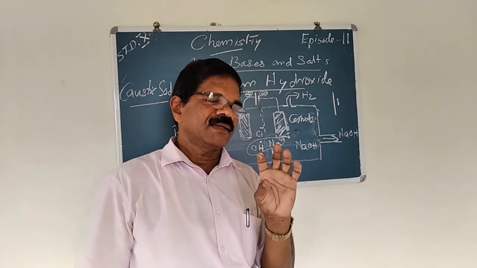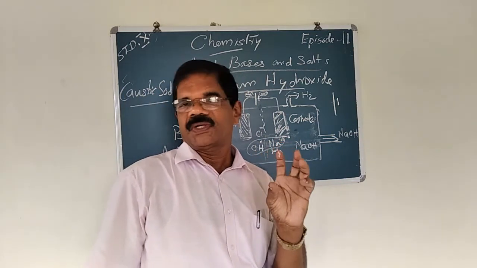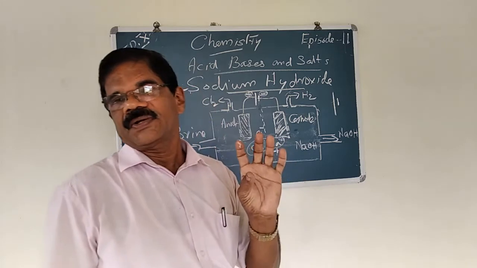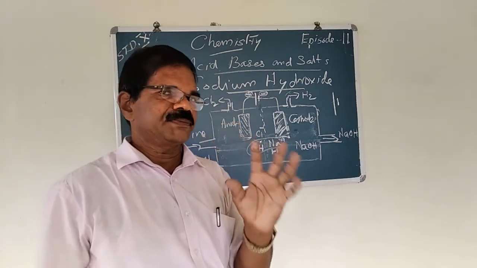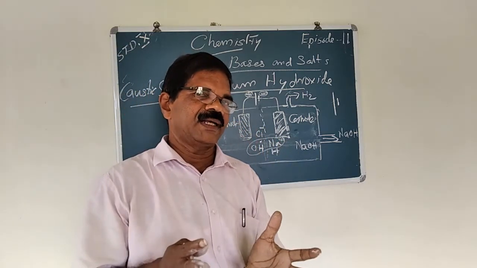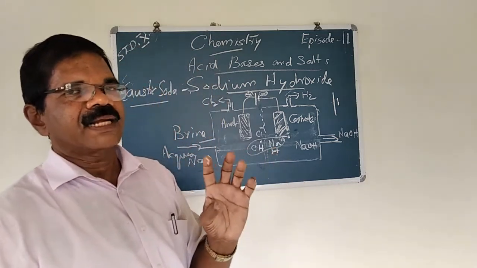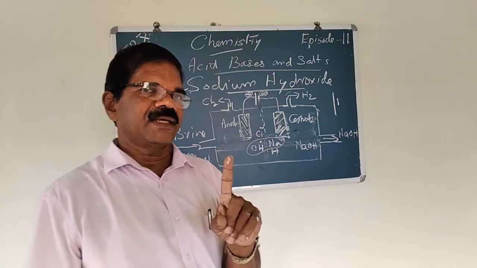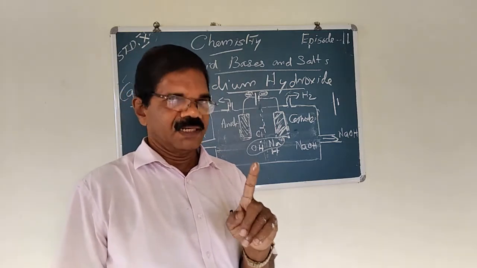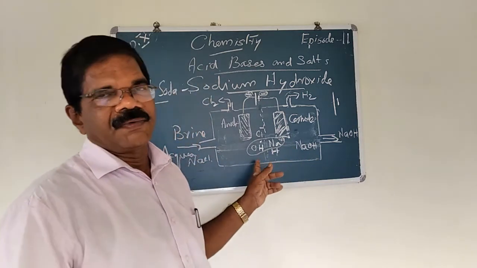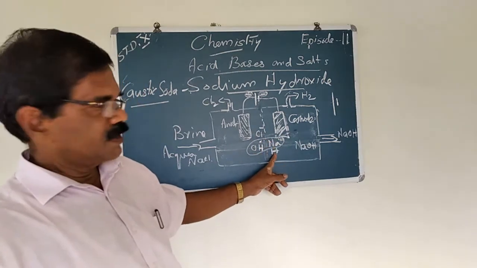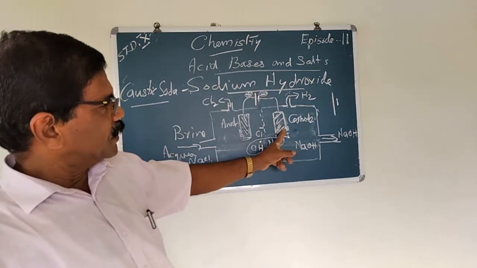You remember that aqueous solution of sodium chloride means the ions present in the sodium chloride as well as the ions present in the water. What are the ions present in the sodium chloride? Na positive and Cl negative. What are the ions present in the water? H positive and OH negative.